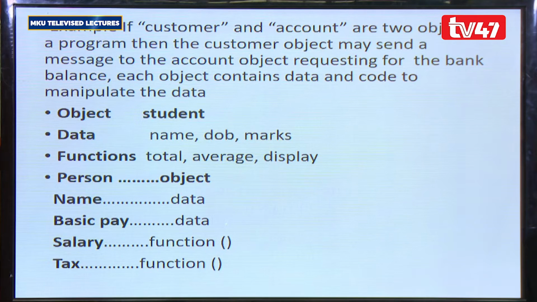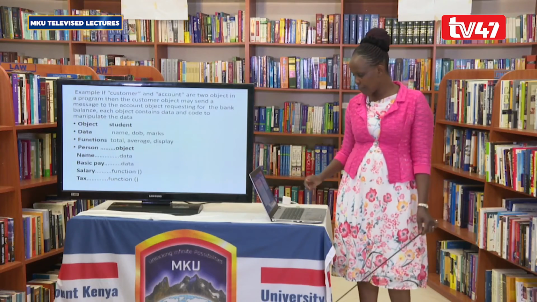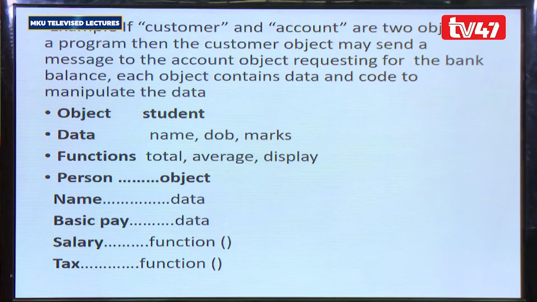So we can continue, just so that we can understand the concept of objects, and we can look at examples here. We can have two objects in a program: one we are calling customer, and the other we are calling account. The customer object can send a message to the account object, requesting the bank balance. Each object contains data and code to be able to manipulate the data.